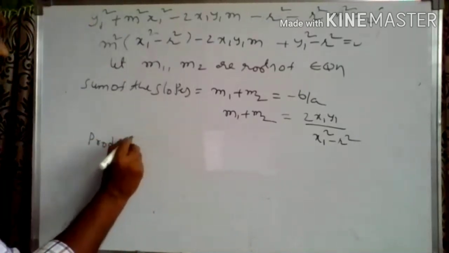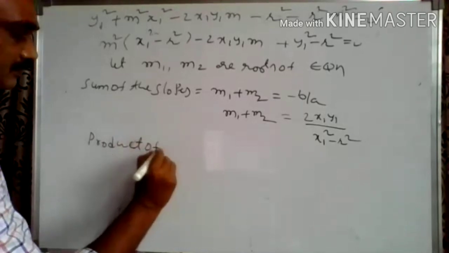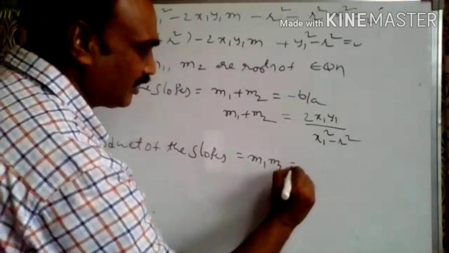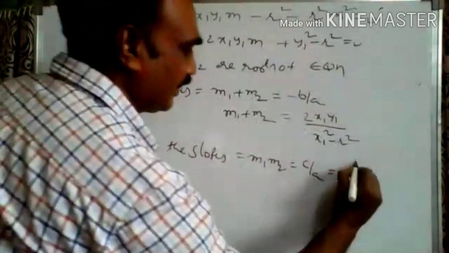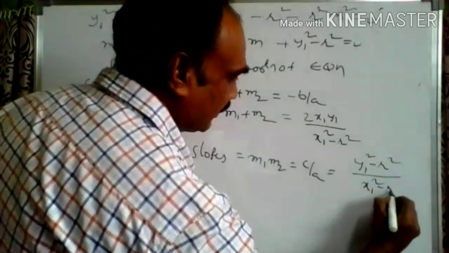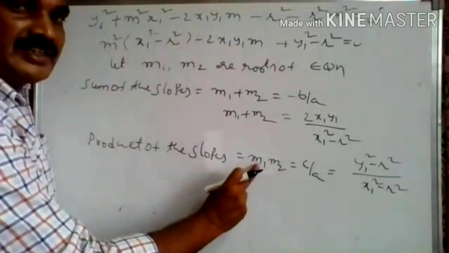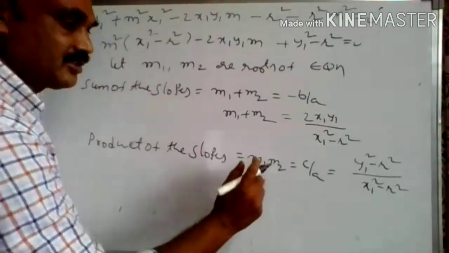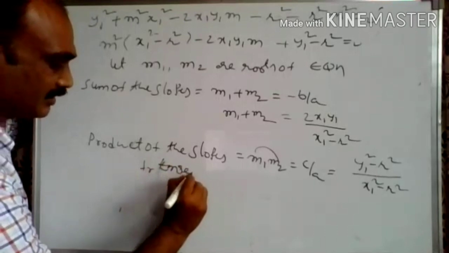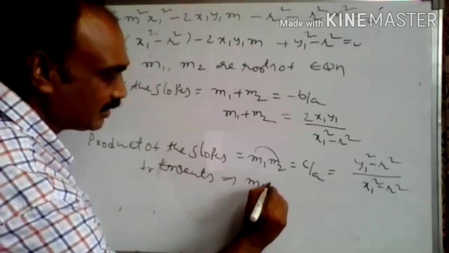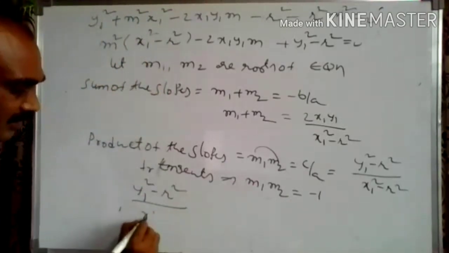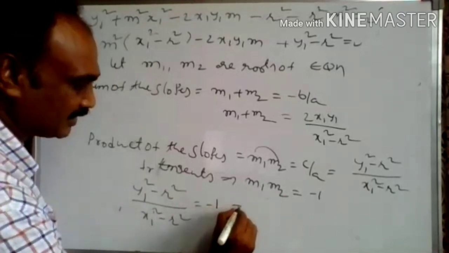Next, the product of the slopes m1 into m2 is equal to the formula c by a. Here this is c, y1 square minus r square, by a, which is x1 square minus r square. The director circle is the locus of the point of intersection of perpendicular tangents. Perpendicular means the two lines are perpendicular, so m1 into m2 is equal to minus 1. So (y1 square minus r square) by (x1 square minus r square) is equal to minus 1.